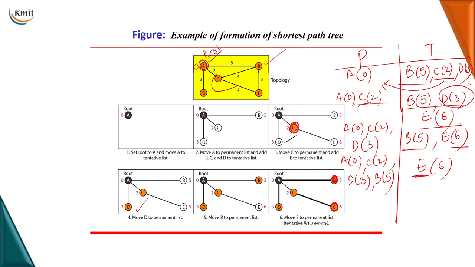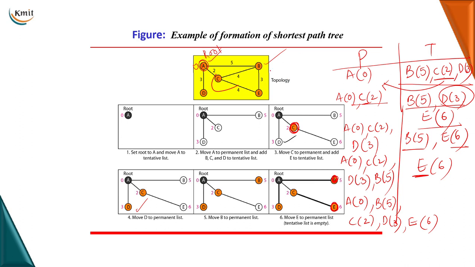So you can now see that I have got the routes from the node A to all the other nodes using Dijkstra's algorithm, that is the shortest path algorithm. I can reach from A to A with 0, B with the cost 5, C with the cost 2, D with the cost 3 and E with the cost 6. So I got the routing table for the root node A.